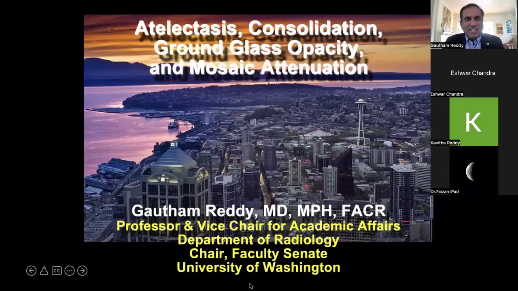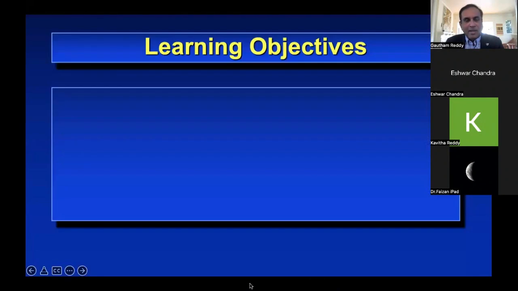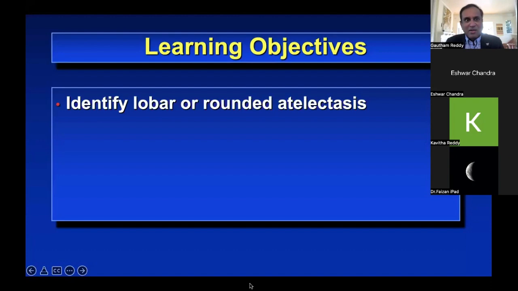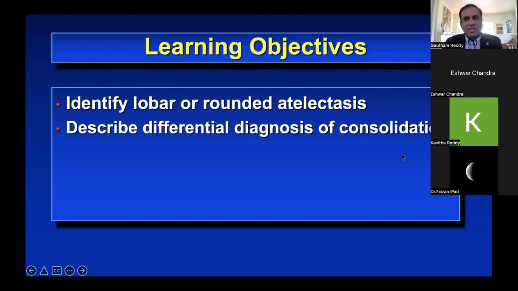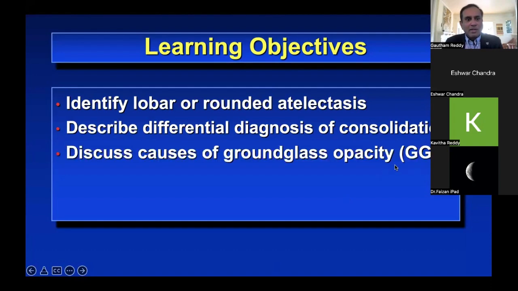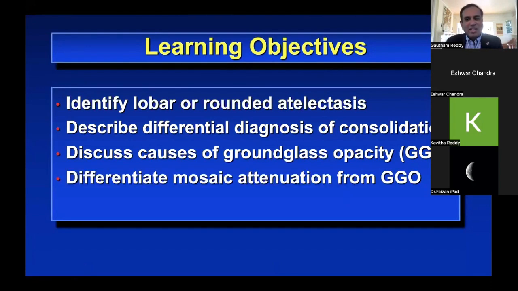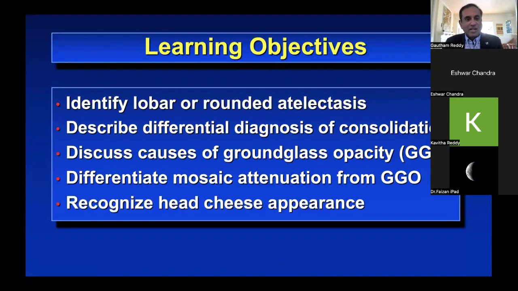I will be talking today on atelectasis, consolidation, ground glass opacity, and mosaic attenuation. So the learning objectives today are to identify lobar or rounded atelectasis, to describe the differential diagnosis of consolidation, to discuss some causes of ground glass opacity, to differentiate mosaic attenuation from ground glass opacity, as well as to recognize what's called the head cheese appearance, which is a heterogeneous appearance in the lung.